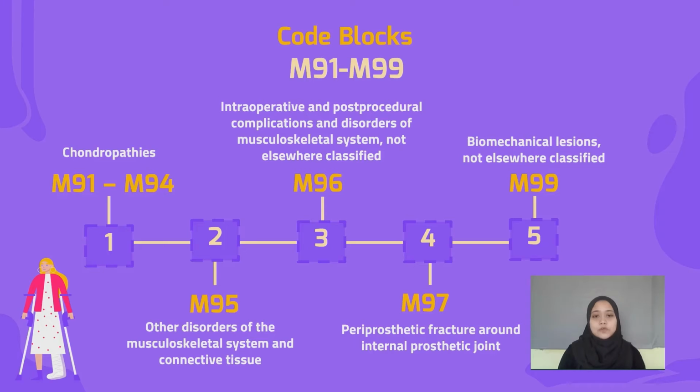Next, let's proceed with the code blocks M91 to M99. The code category from M91 to M94 is used for conditions relating to chondropathies. M95 is the code used for other disorders of the musculoskeletal system and connective tissue. The code block M96 is used for intraoperative and post-procedural complications and disorders of the musculoskeletal system not elsewhere classified. Meanwhile, M97 is used for periprosthetic fracture around an internal prosthetic joint, and code M99 can be used for conditions relating to biomechanical lesions not elsewhere classified.